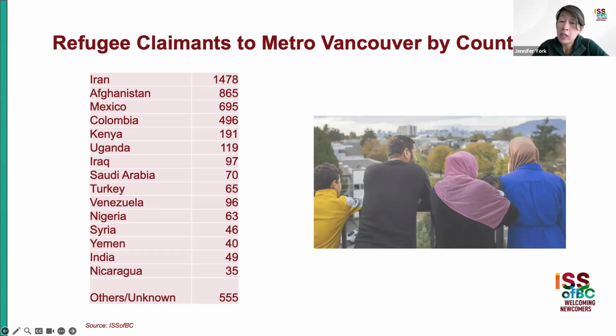This next slide, however, shows refugee claimants to Metro Vancouver who have been served by ISSofBC. This does not necessarily reflect the number of people who came to British Columbia or Metro Vancouver, but the people who were served through us in the last calendar year. And you can see it's quite different from the national arrivals to Canada. People coming from Iran and Afghanistan are our top two. For example, India is one of the top asylum seeker countries in Canada, but it's much lower here for people coming to services through the SOS program. Next slide.